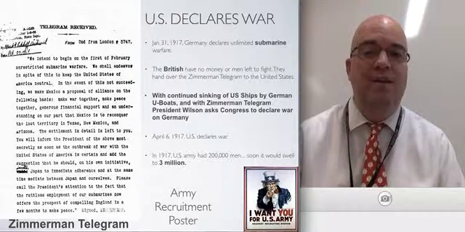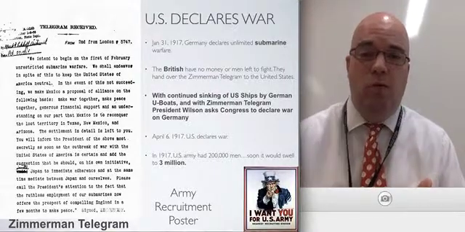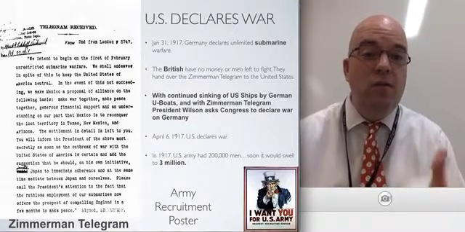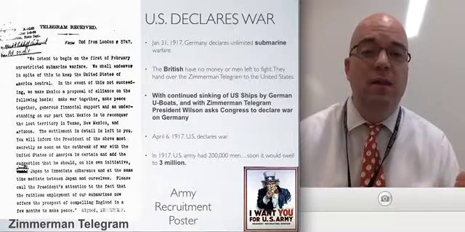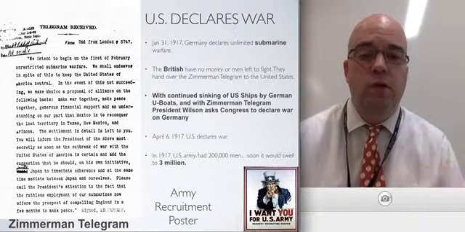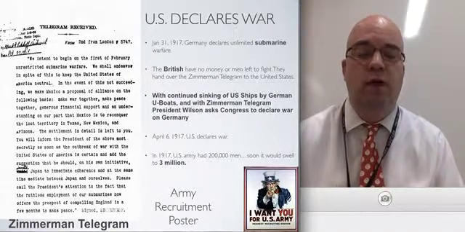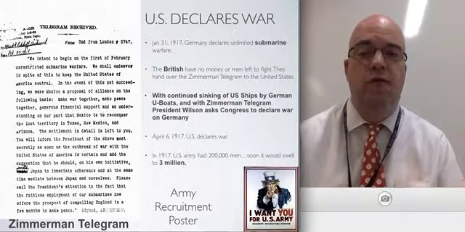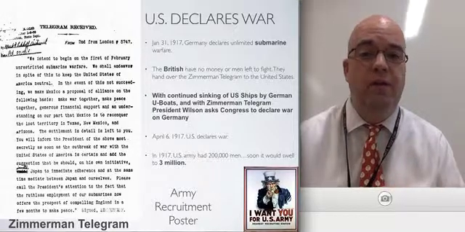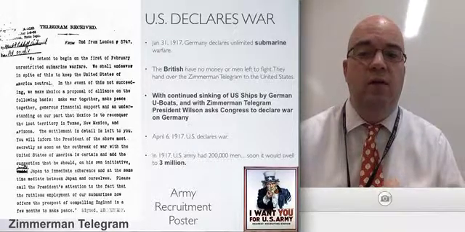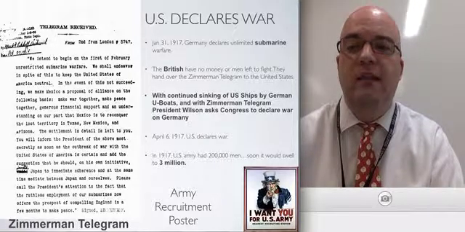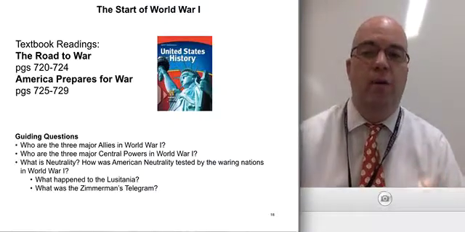And in 1917, we really weren't prepared for war. We only had about 200,000 men in our standing army. But very soon it will swell upwards to 3 million as more and more Americans are recruited into military service to go fight in the fields of France, in the trenches of France, to defeat Germany. And so America is finally dragged into this war in the spring of 1917 and is now a part of World War I.